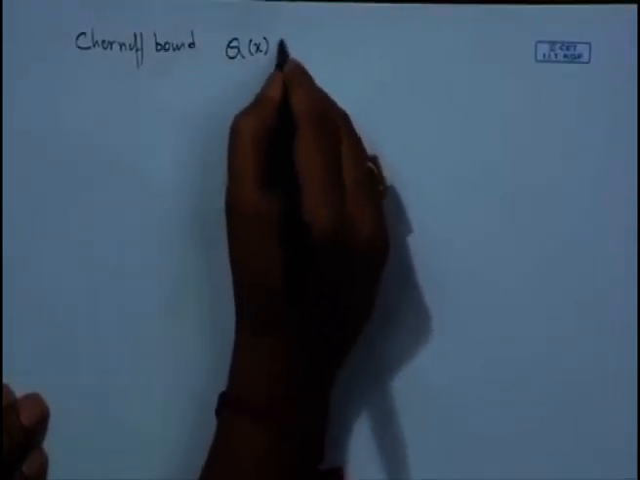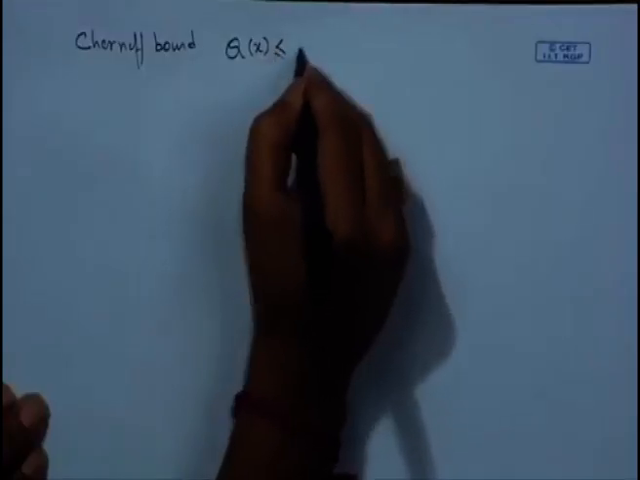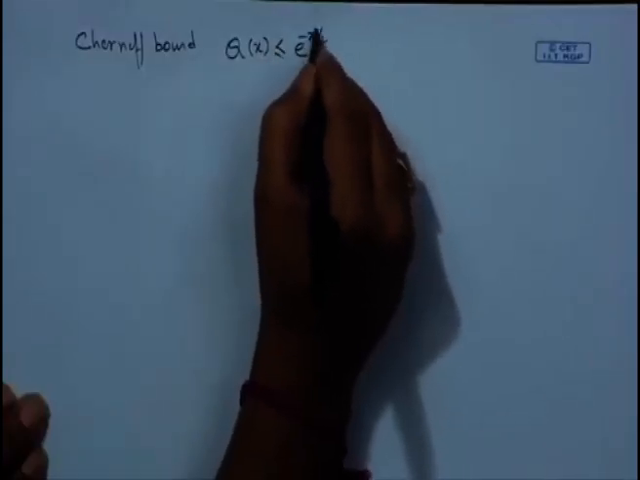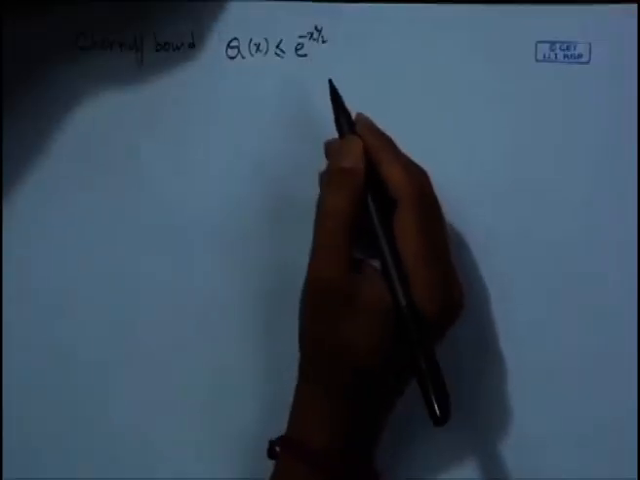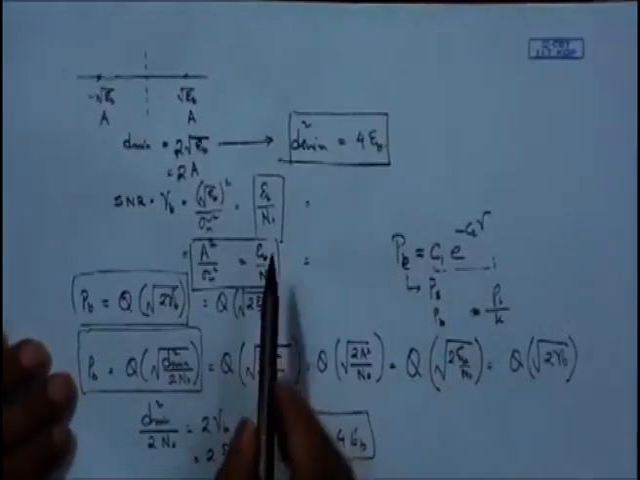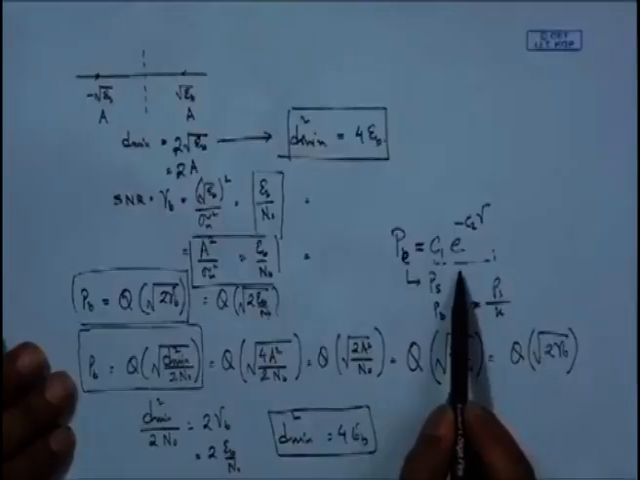So the Chernoff bound tells us that Q of x is less than or equal to e to the power of minus x squared by 2. This basically leads to the earlier expression that we had, where the error probability expression looks in this form. We'll take a look at that.